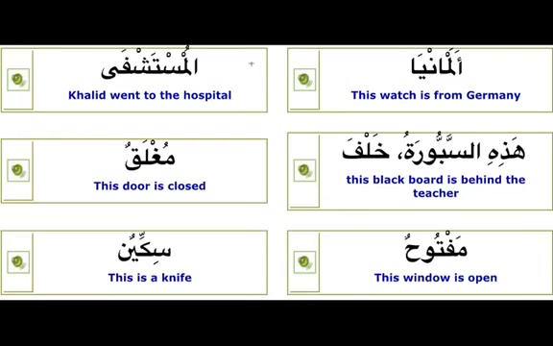Jumlatul fi'liyya, just for you to refresh. And we say door. Door means bab, this door. Hadal babu. Hadal babu. So that is mubtada, and badal is the door. Hadal babu mughlaqun, is closed. And sikinun is knife. Here is another tricky one. It's just saying this is a knife. So I say hada sikinun. This is not a badal, this is a full sentence. Just two words. Hada sikinun.